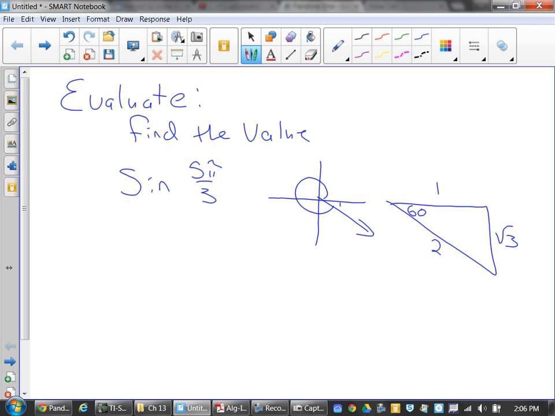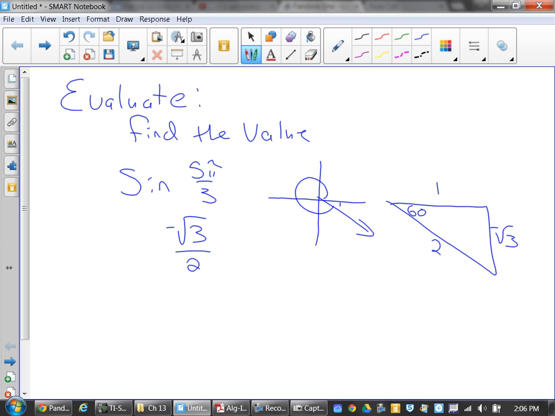Now, in this quadrant, my opposite value is my y value. In quadrant 4, isn't your y values in your ordered pairs negative? Yeah, because it's moved down. So I know that the opposite here is negative. Sine is opposite over hypotenuse. So what's the sine at 60 degrees in the fourth quadrant? That is the work to evaluate.